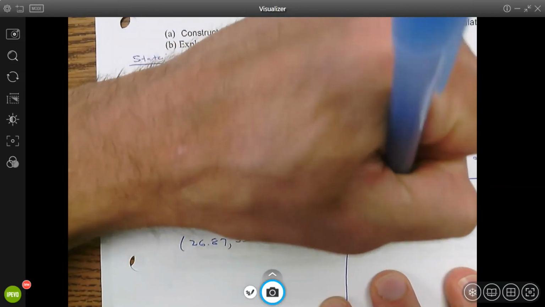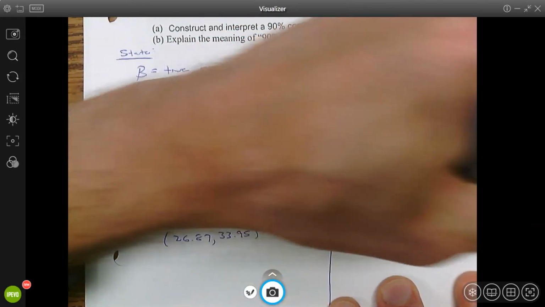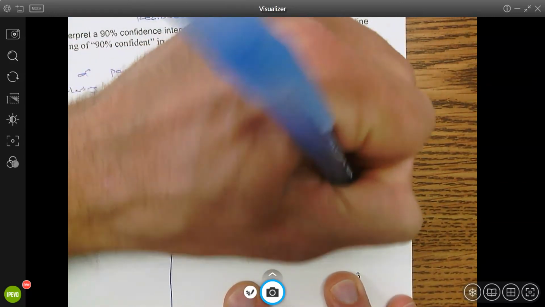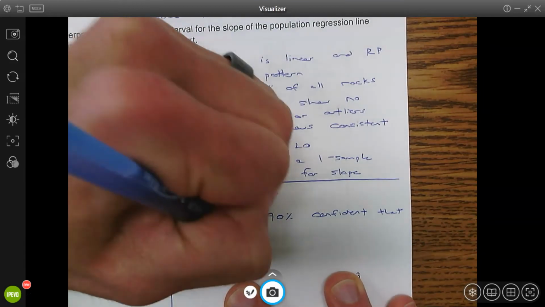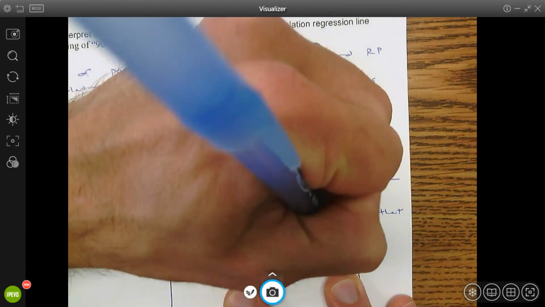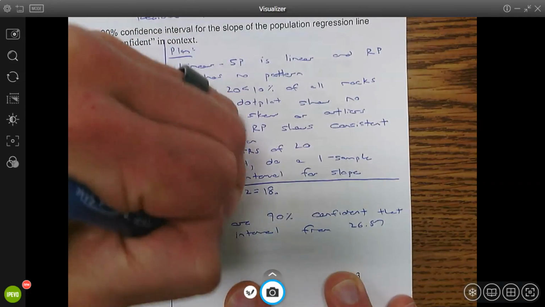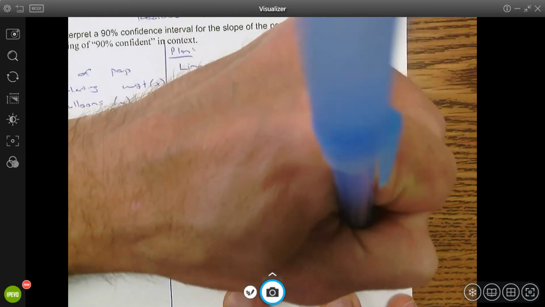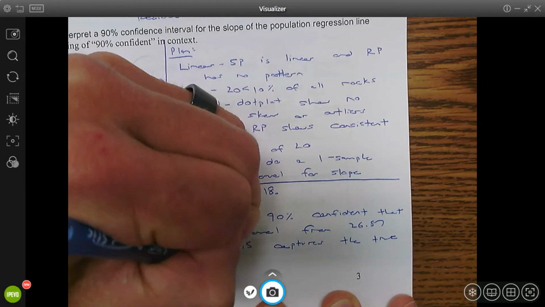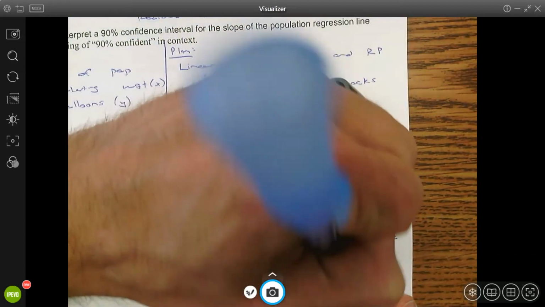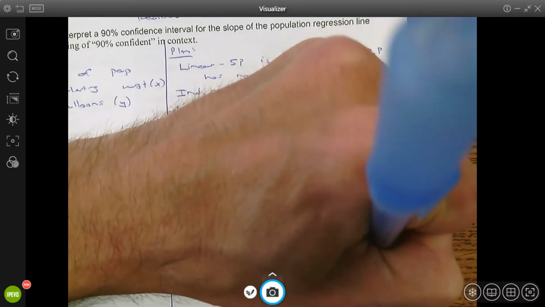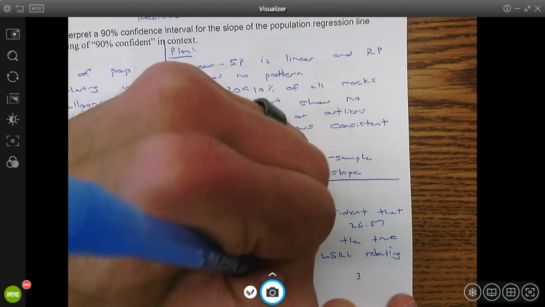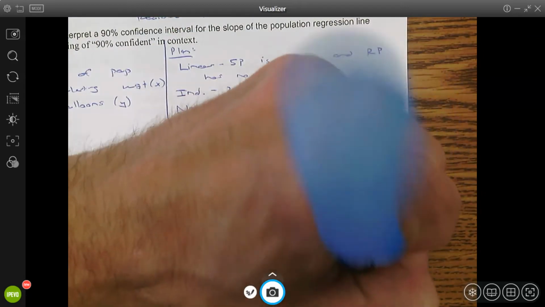And the conclusion, similar to what we've been doing here, we are 90% confident that the interval from 26.87 to 33.95 captures the true slope of the population least squares regression line relating weight to number of balloons.